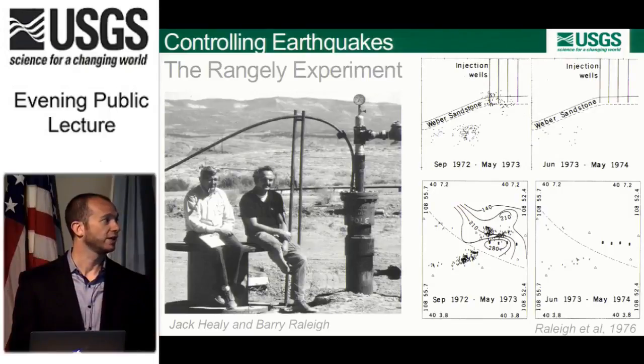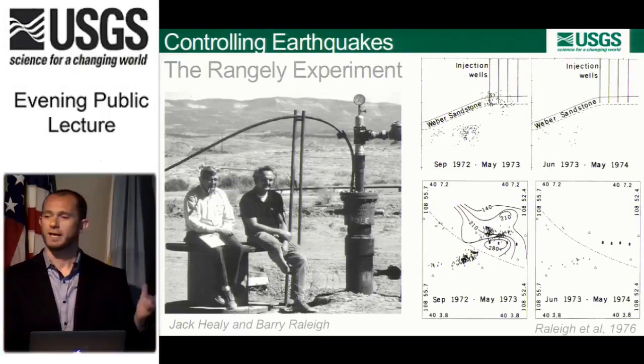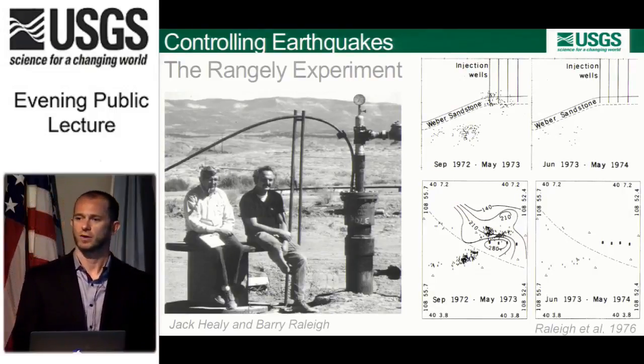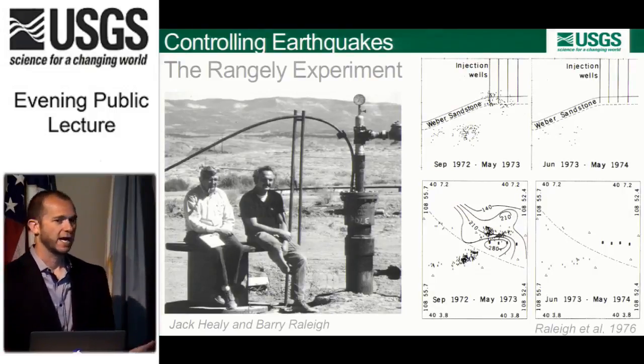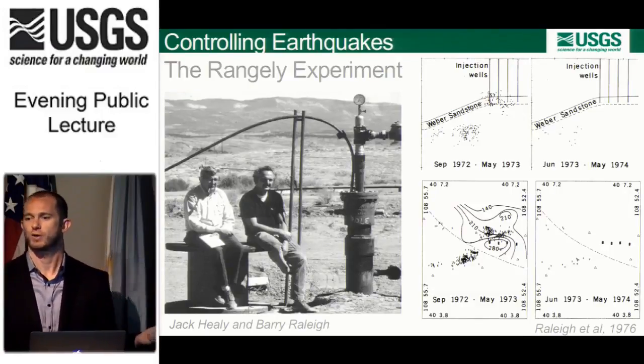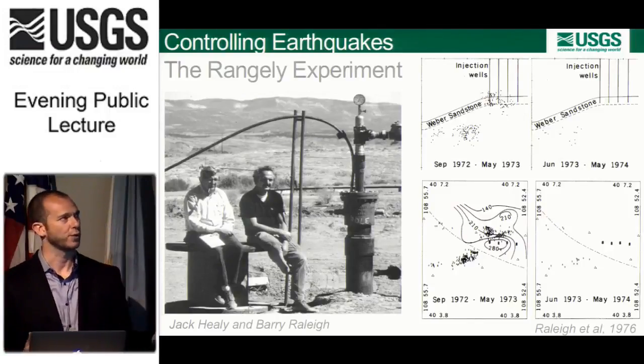Pictured here are Jack Healy and Barry Raleigh, and they worked with John Bredehoft, and they managed to convince Chevron to give them control of part of one of their fields in western Colorado, in Rangeley. And they wanted to test the hypothesis whether or not fluid pressure was important, where I showed you in that animation how these earthquakes are being caused.